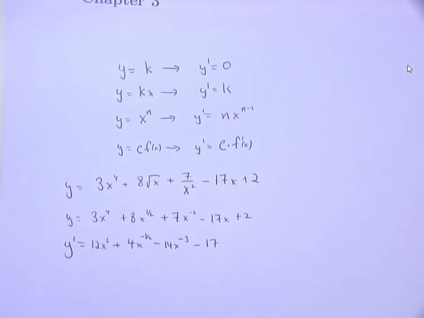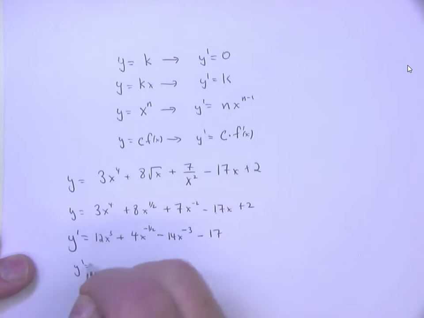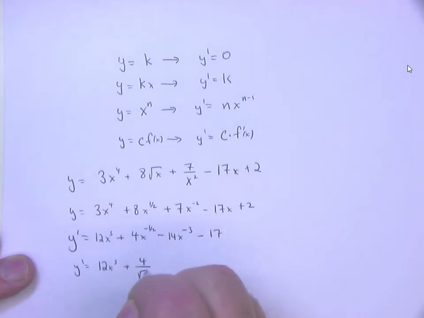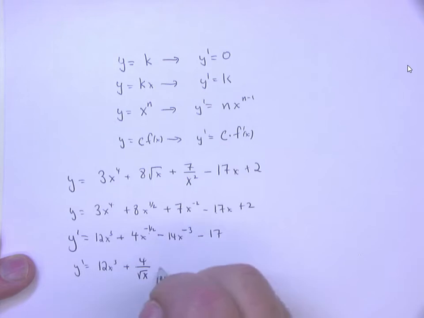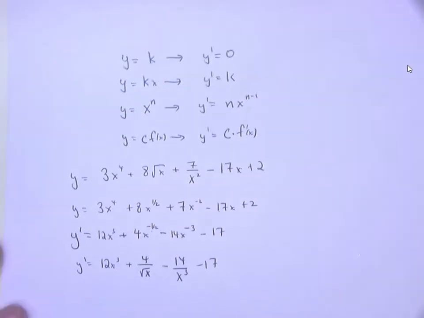There's my derivative. Now you can clean it up if you want to, and at this point we're interested in you guys taking derivatives. Cleaning it up will be advantageous later on when we start doing more with this. So if I clean this up, we end up getting y prime equals 12x cubed plus 4 over the square root of x. Remember, a negative exponent goes on the bottom, and a half power was a square root. Minus 14 over x cubed, since the negative exponent goes back on the bottom, minus 17. That's the cleaned up version.